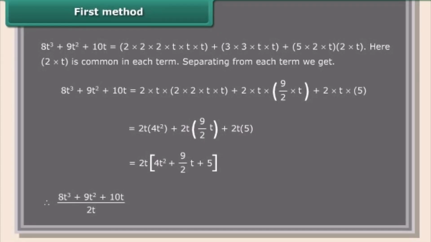Therefore, 8t cubed plus 9t square plus 10t upon 2t is equal to 2t into 4t square plus 9 upon 2 into t plus 5, whole upon 2t, which is equal to 4t square plus 9 upon 2 into t plus 5.